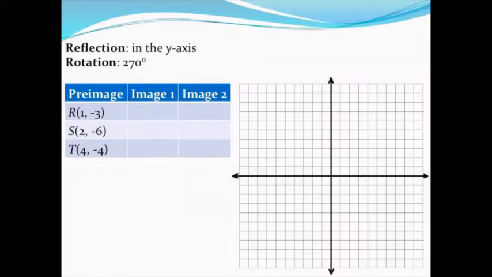Those rules, if you need them: reflecting over the y-axis this time, the rule is (opposite A, comma B). And then secondly, this time we want to do a rotation of 270 degrees. That rule is (B, comma, opposite A). But again, hopefully you have that in your little book or in your notes. So again, pause the video, try this one all the way through.